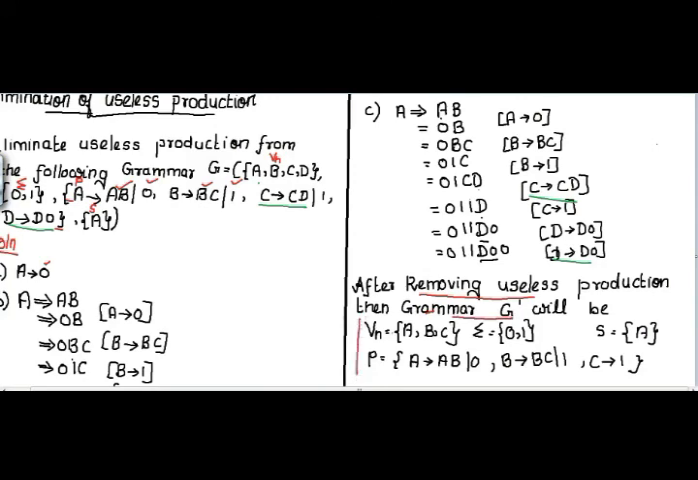So I'll have three non-terminals A, B and C, two input symbols 0 and 1, and the start symbol will be A. The productions are A tends to AB, A tends to 0, B tends to BC, B tends to 1 and C tends to 1.